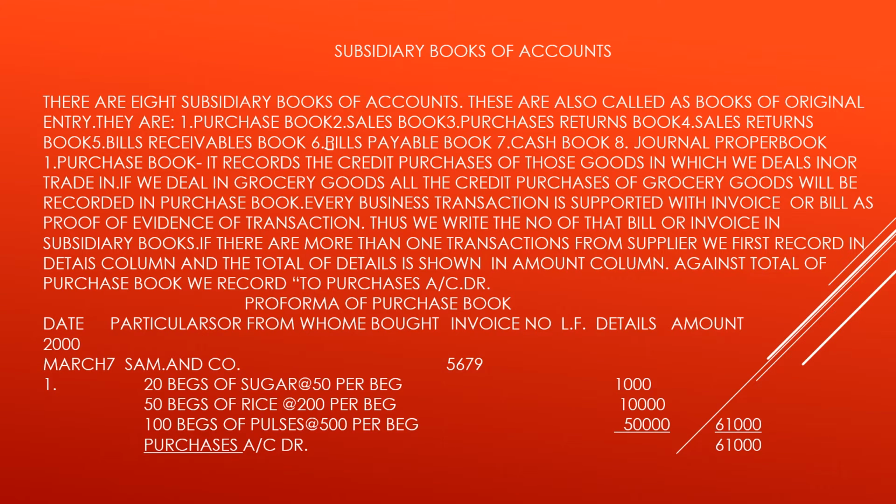Today we are going to discuss subsidiary books of accounts. There are 8 subsidiary books of accounts. These are also called books of original entry. They are: 1. Purchase book, 2. Sales book, 3. Purchases returns book, 4. Sales returns book, 5. Bills receivable book, 6. Bills payable book, 7. Cash book, and 8, the last one, is General Proper book.